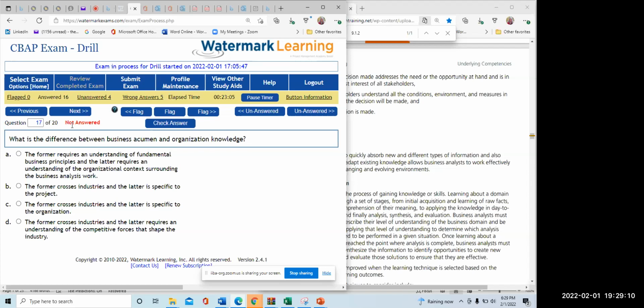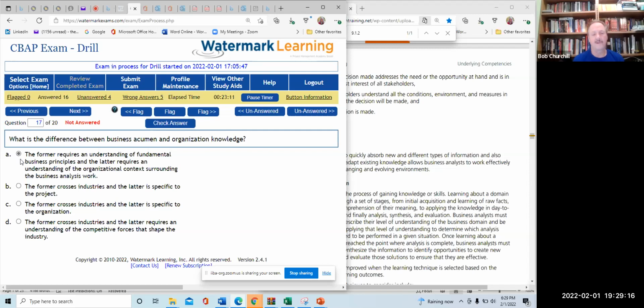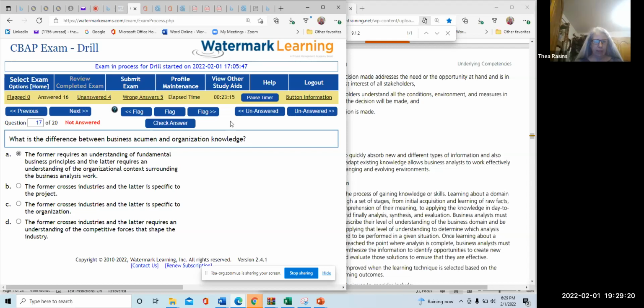I would think A. Got any other votes? Certainly. You like that one? Yeah. Okay. The correct answer is the former crosses industries and the latter is specific to the organization. So organization knowledge is for the organization. Business acumen is basically business principles across industries.